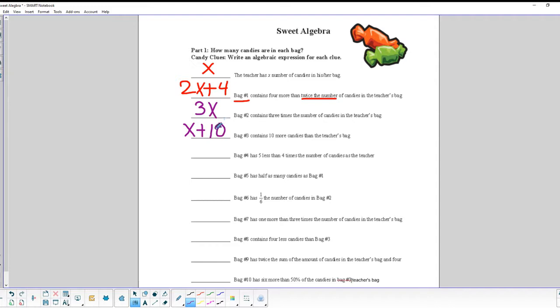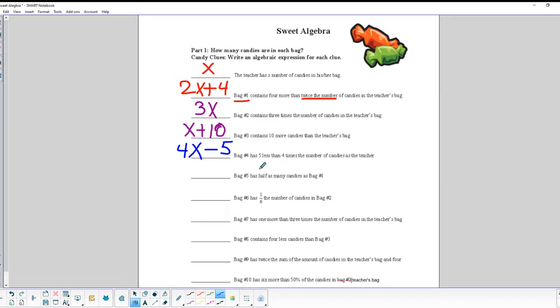Sorry, that's a 10. I got that messed up. Anyhow, X plus 10. All right, for our next bag, bag number 4 has 5 less than 4 times the number of candies in the teacher's bag. So that means we're going to do 4 times the number in the teacher's bag, and then to do 5 less than that, we subtract 5 off the end, just like that. So that would be 4x minus 5.